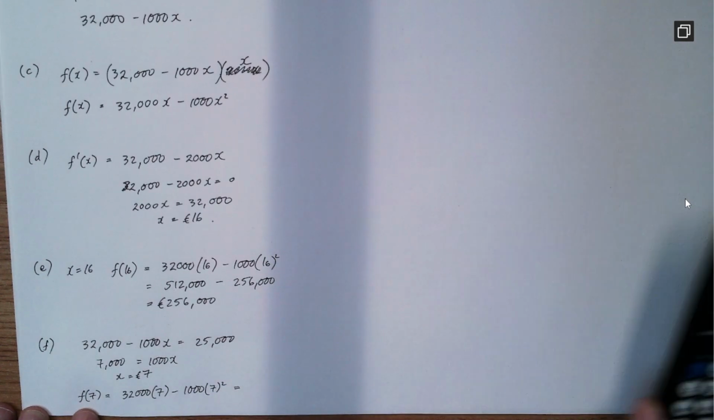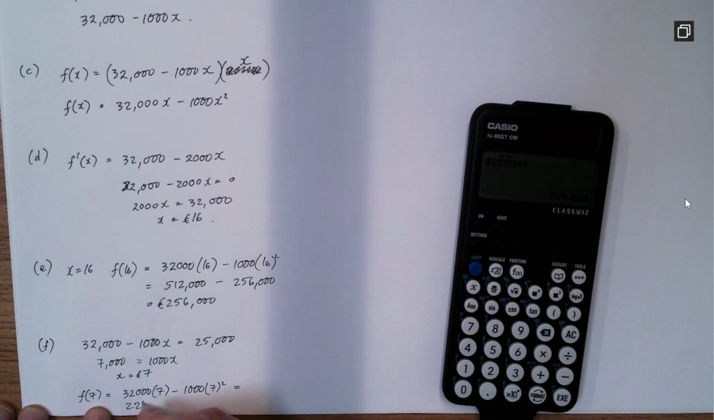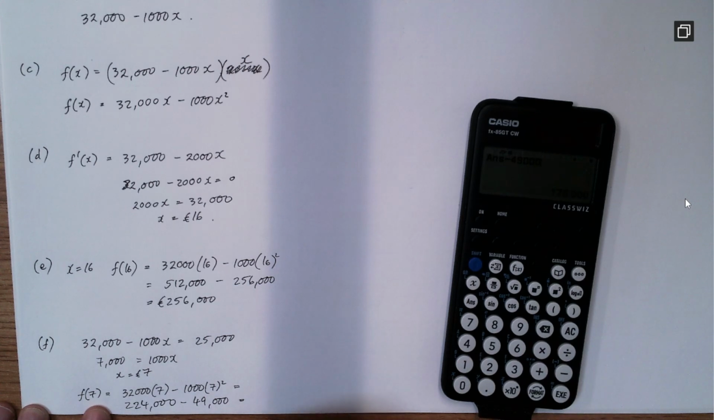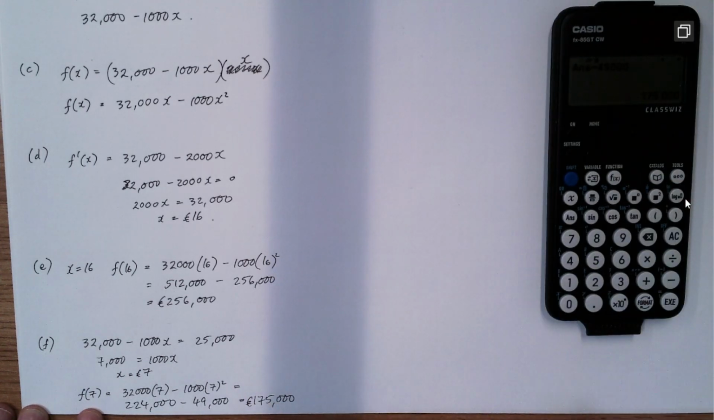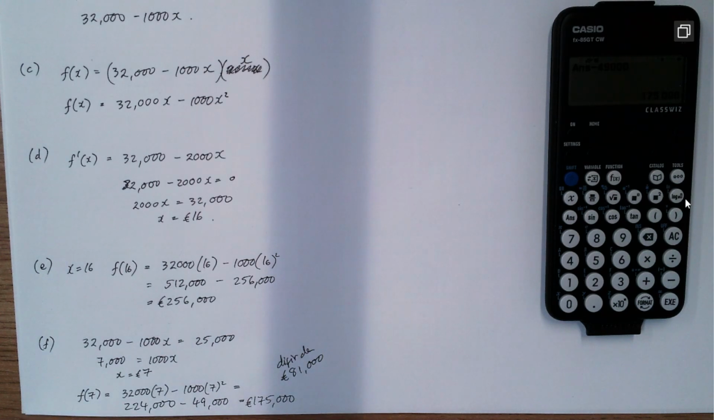That's 224,000 minus 49,000, which gives €175,000. So when we compare with the maximum, €256,000, the difference is €81,000.